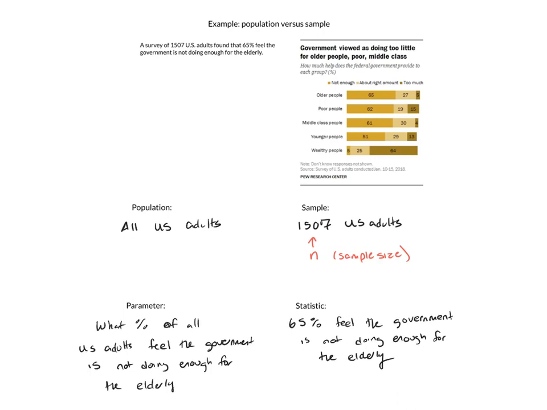It's important to understand that most of the time we're not going to know the actual parameter. The only time I could find the actual parameter is if I could ask everyone, that is, in this case, if I could ask all U.S. adults how they feel about this issue. Because we're not going to normally know what the parameter is, instead, we'll write it as this little descriptive sentence. I know 65% of the 1,507 U.S. adults feel this way. That's my statistic. I want to know what percent of all U.S. adults feel this way. That's the parameter.